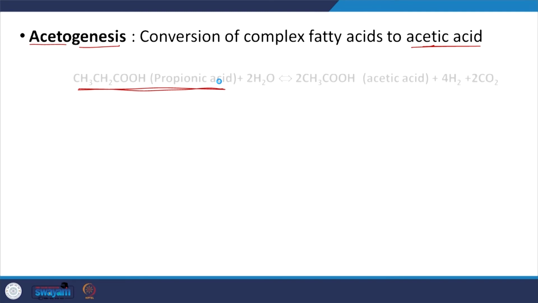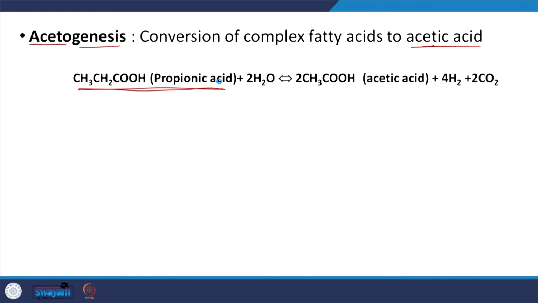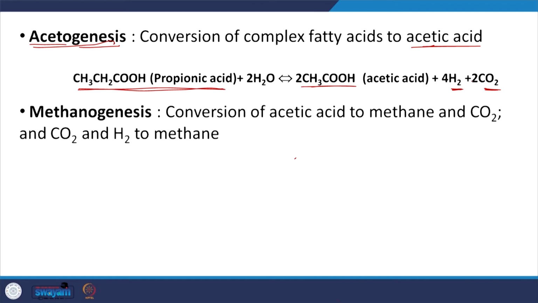Some of these volatile fatty acids or intermediate volatile fatty acids can be propionic acid, and that now is going to undergo acetogenesis, and you are going to have formation of acetic acid here, and as you can see, hydrogen and carbon dioxide are given out too. Note that hydrogen is starting to accumulate, let us say. And then methanogenesis: this acetic acid which is formed here is going to be converted to methane and CO2, right. So, let us see what happens.